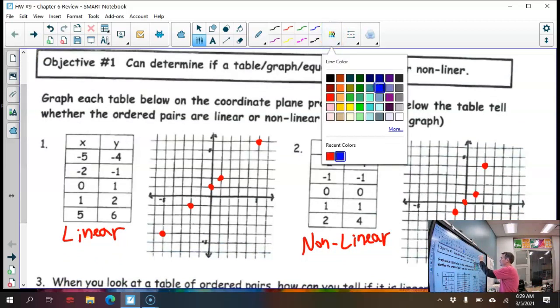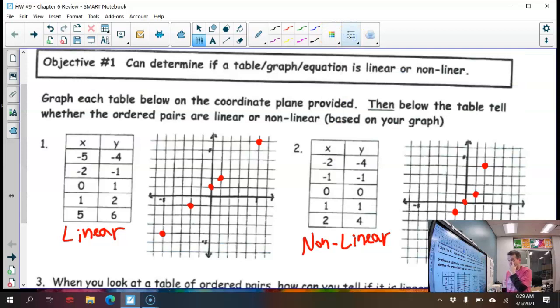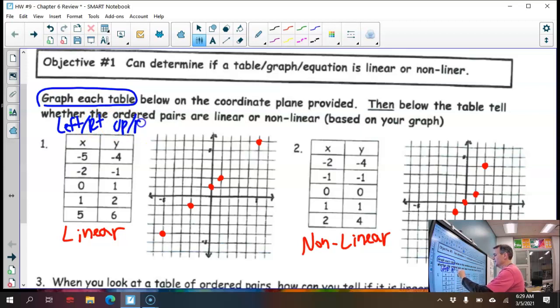All right, so on these first problems, my job is to graph the table. Remember, when you graph an ordered pair, the x value tells you how far to go left or right. The y value tells you how far to go up or down. I always start at the middle of the graph. So this would be left 5, right? Negative, positive. Up is positive, down is negative.